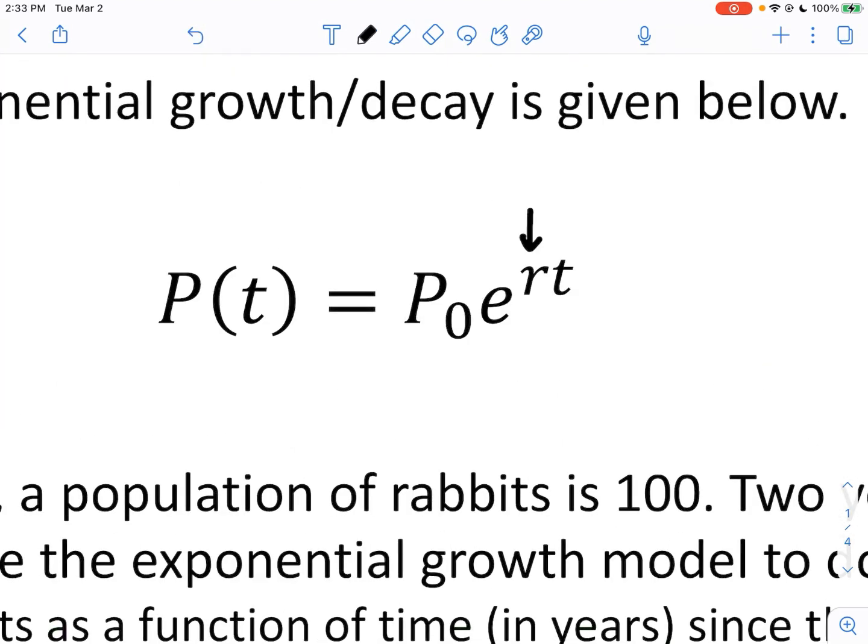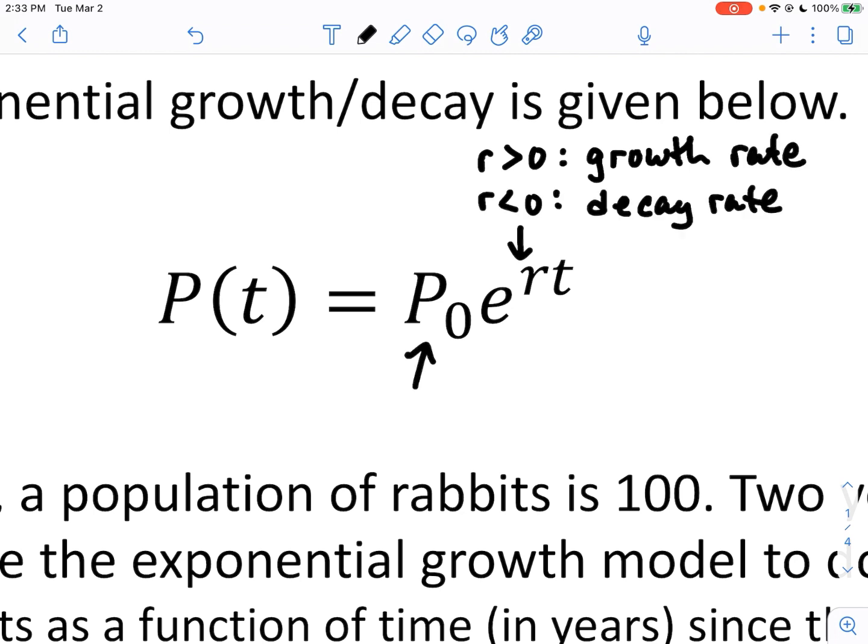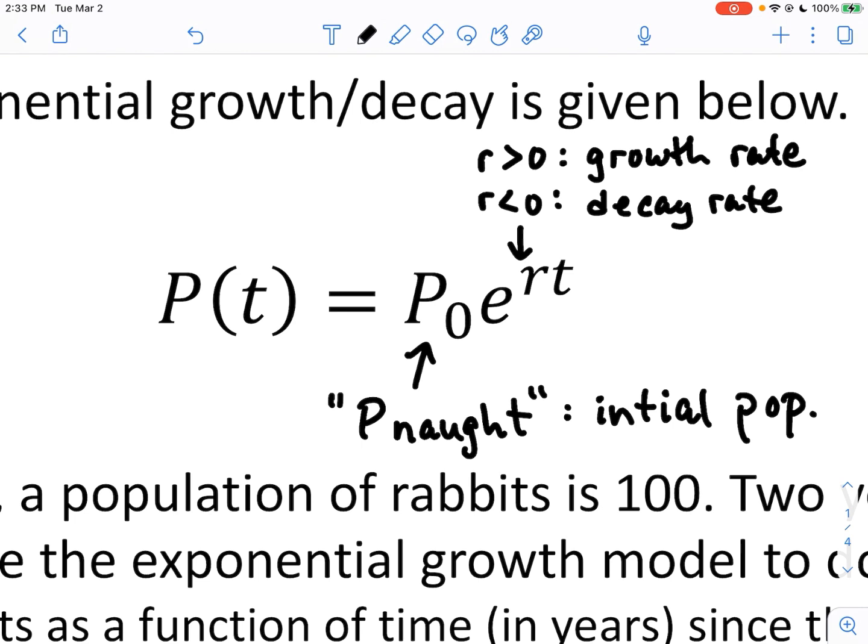Now this r, if it's positive, is called a growth rate, and if it's negative, we call it the decay rate. This P sub 0, said "P naught," stands for the population at time 0, so it's the initial population, or the initial amount of something. e, of course, is Euler's constant, approximately 2.7. t is some sort of unit of time. And then over here we have population as a function of time.